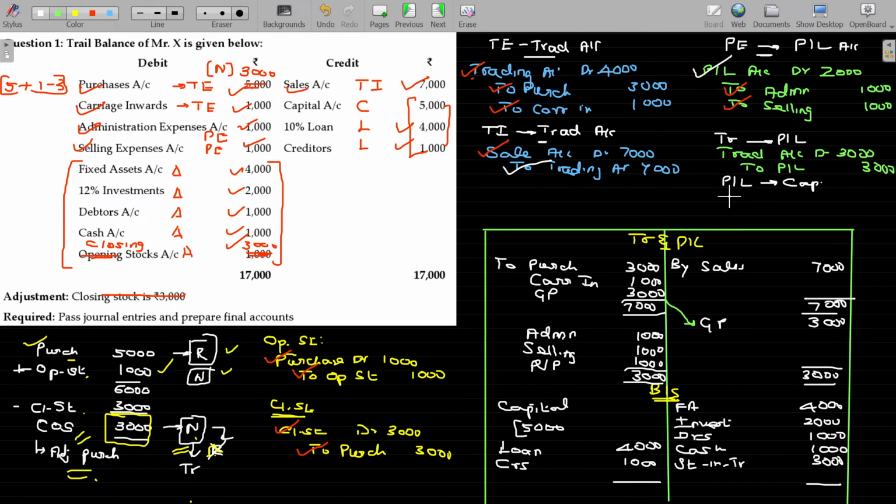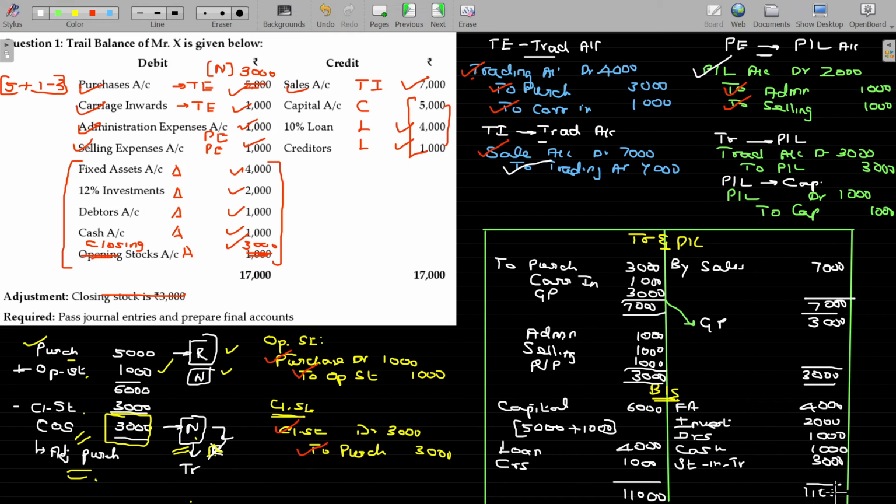P&L account should be debited, right? So P&L account debit to capital account. This value being 1,000 rupees. By doing this, the capital account is going to be increased by 1,000 rupees. Now the capital account balance being 6,000. Tallying the balance sheet, it's 11,000.